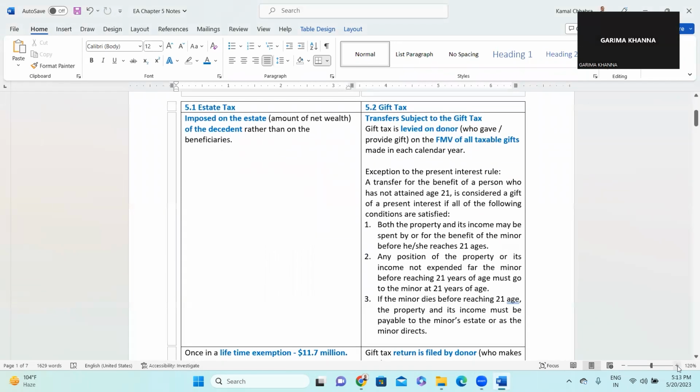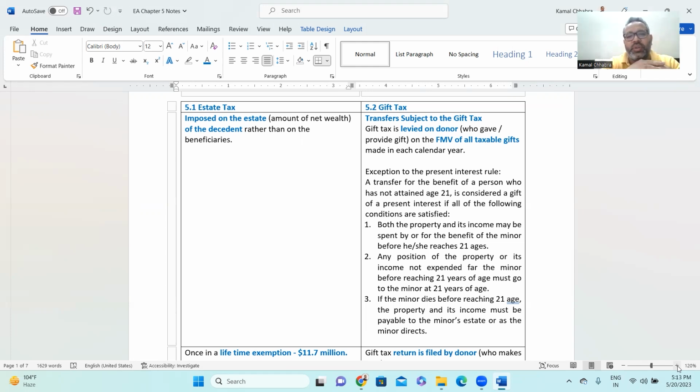First we'll be looking at estate tax, and in parallel we'll look at the same point for gift tax, so that you can correlate side by side and be comfortable understanding both tax laws. So the first one is estate tax.